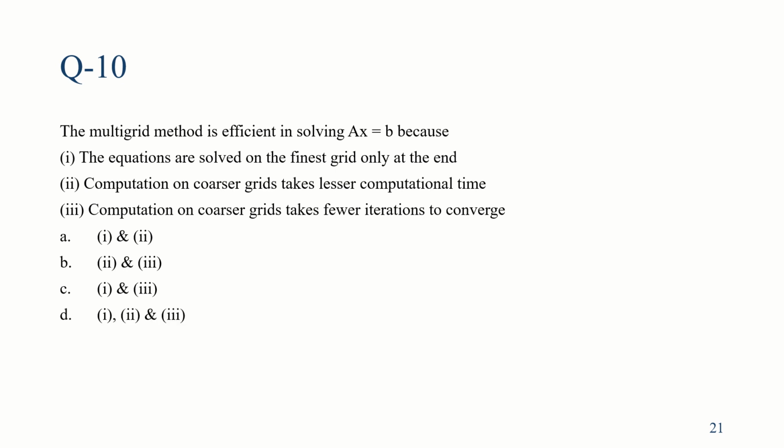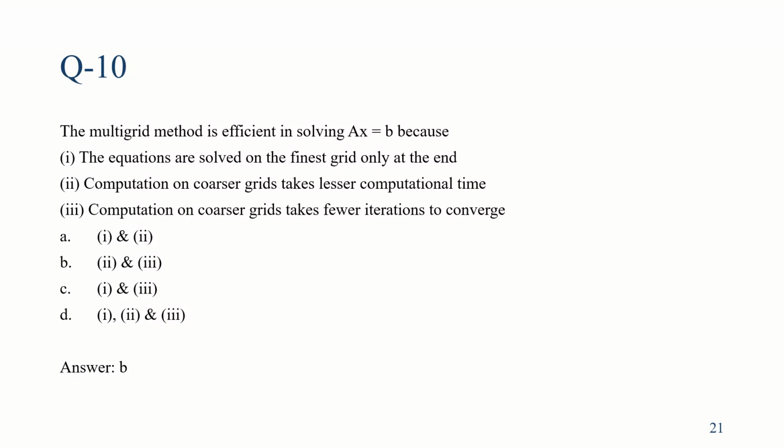So first one is obviously wrong. So on that basis, we are discarding everything except 2. So second one is the only true statement. Why? Because we are starting with solving the solution in the finest grid and then moving to further coarser grids, and then we'll come back at the end to the finest grid. But it doesn't mean that equations are solved on the finest grid only at the end. So we start and finish in the finest grid. So we say that equations are solved on the finest grid only at the end is a false statement.